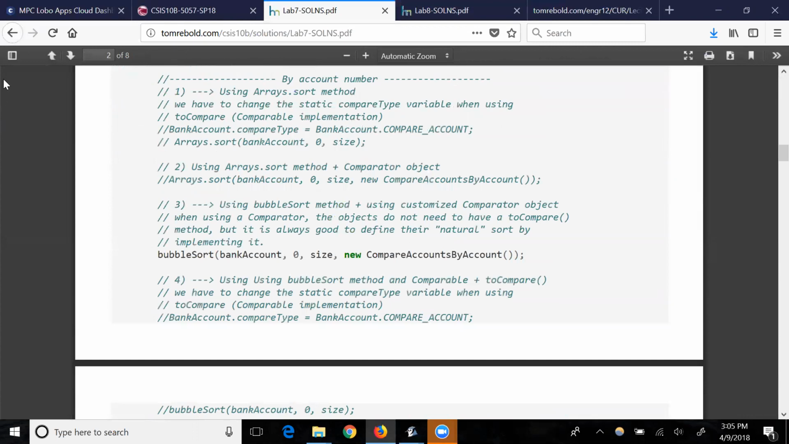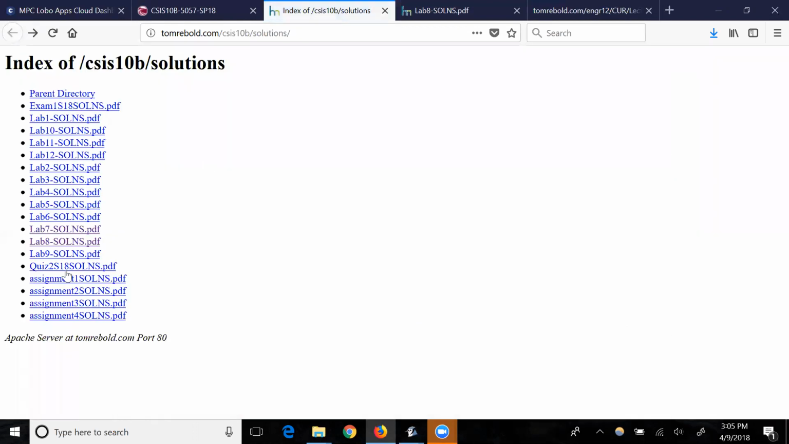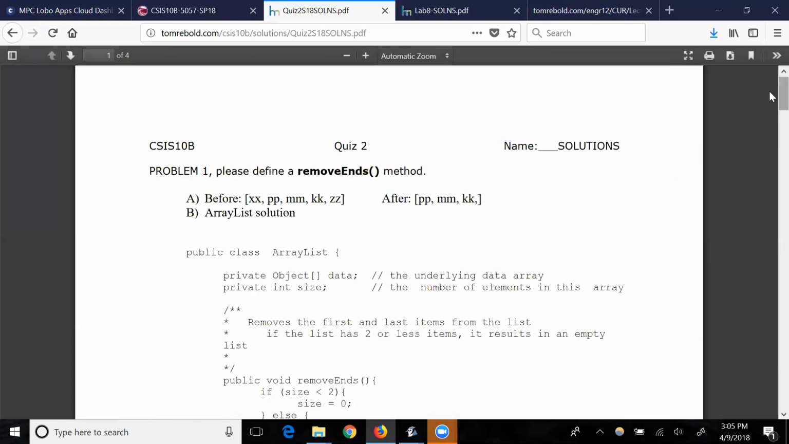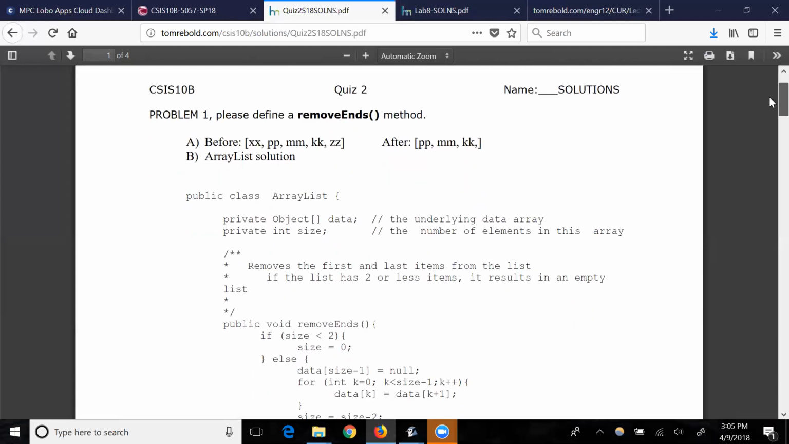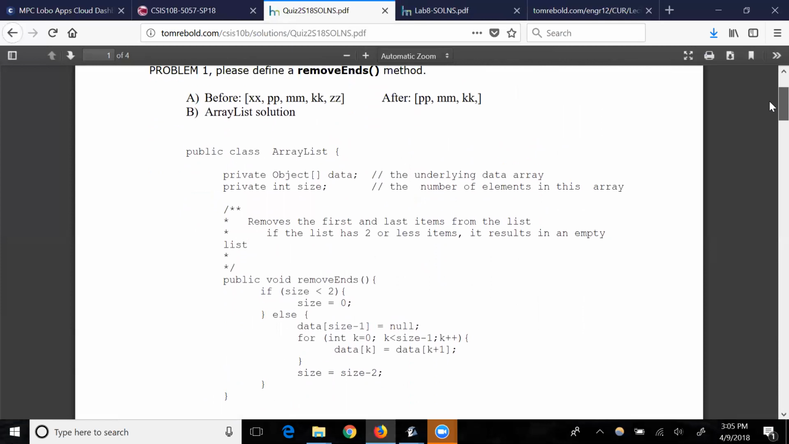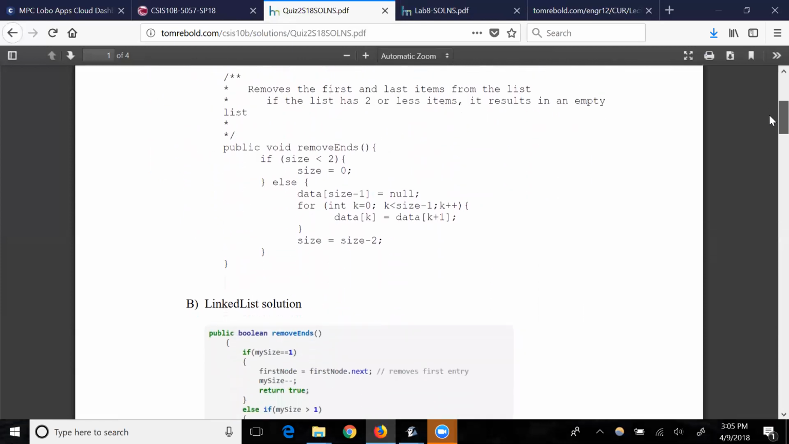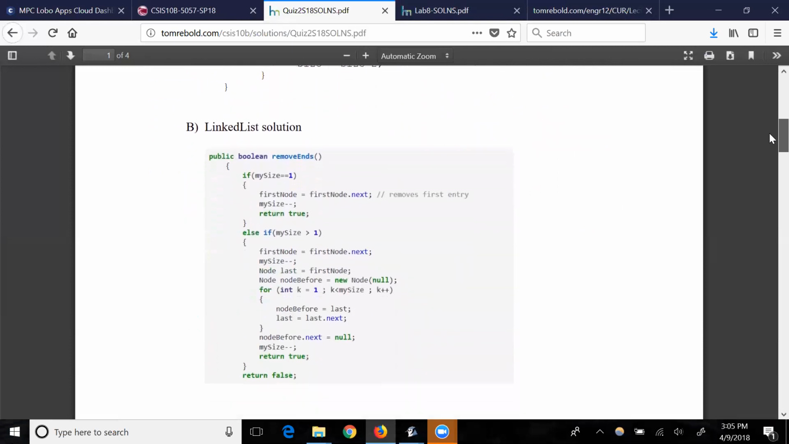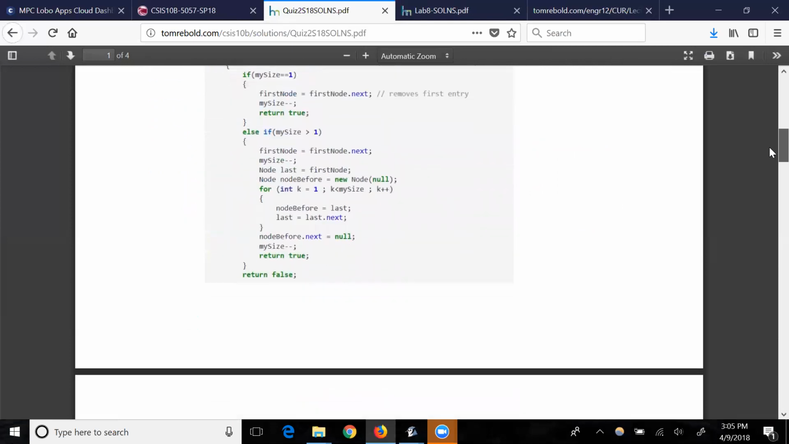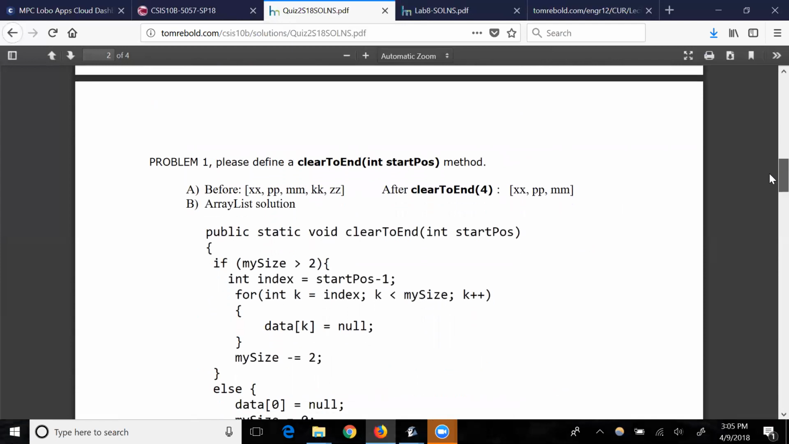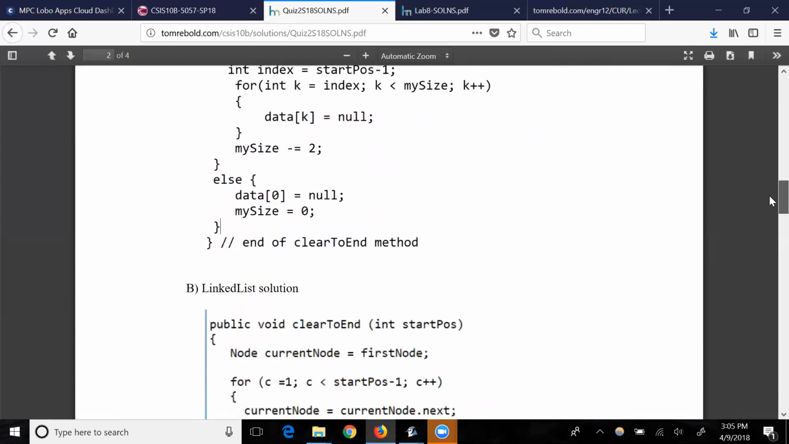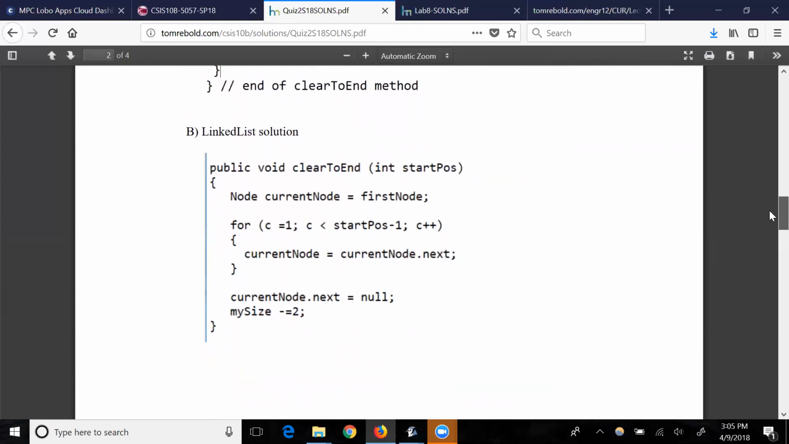Okay, and then I have solutions to quiz 2, just hot off the press. There could be some errors in there. If you see anything, let me know. I threw them together really fast. There are a bunch of different ones. There was remove ends for an array list, remove ends for a linked list. There was clear to n for an array list and clear to n for a linked list.